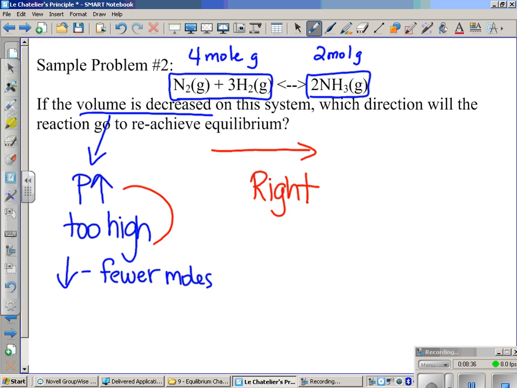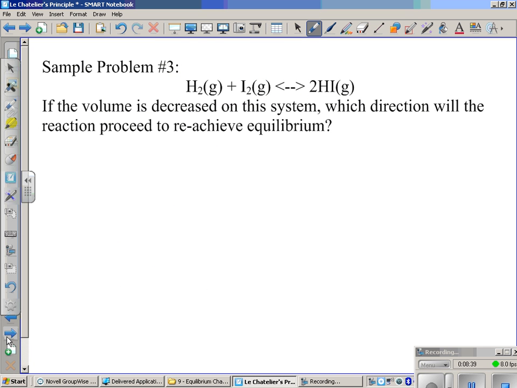Now, the third practice problem gives you an interesting scenario. So I definitely want to take a peek at it with you. They tell you the volume's decreased. So again, decreasing volume means the pressure was increased. Okay. So when you go to look at it, you'd say, all right, well, if pressure increased, then it's too high of pressure. I need to bring the pressure back down, which means I need to shift to the side with fewer moles. Okay, that's what we want to get to, is the side with fewer moles.